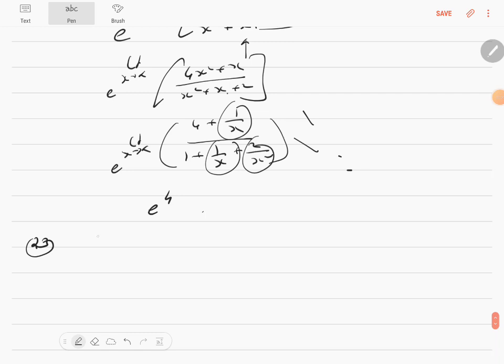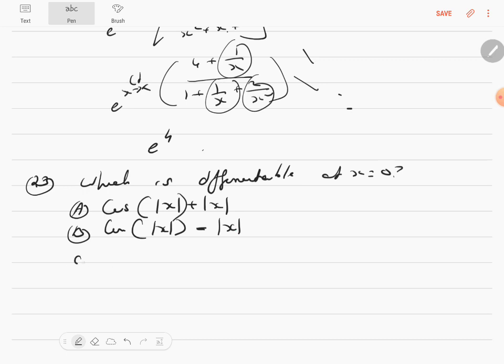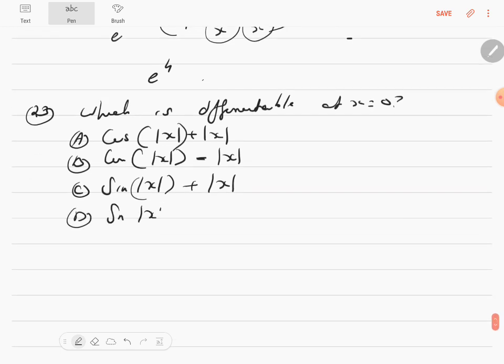Which of the following function is differentiable at x is equal to 0? The functions are A is cos of mod x plus separately a mod x. B is cos of mod x minus of separately a mod x. C will be sine of mod x plus separately a mod x here, and D is a sine of mod x plus, I'm not sure what is the question, one second.